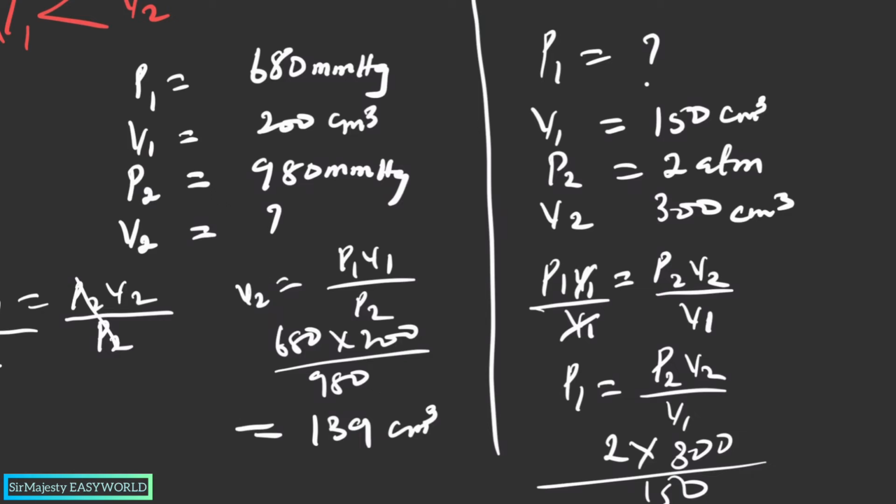So if you check our calculation here in this aspect, you find out that we are dealing with 600 divided by 150, which is automatically 4. So our answer here is 4 atm.